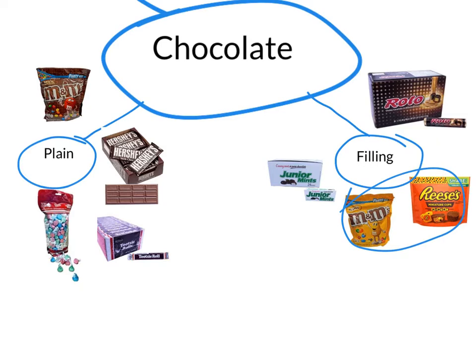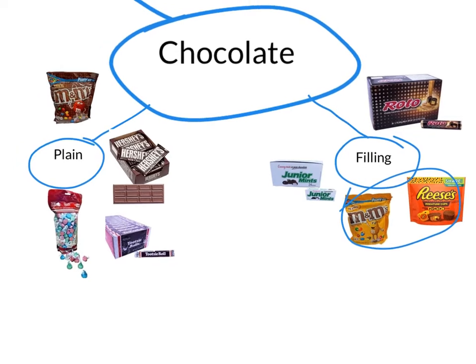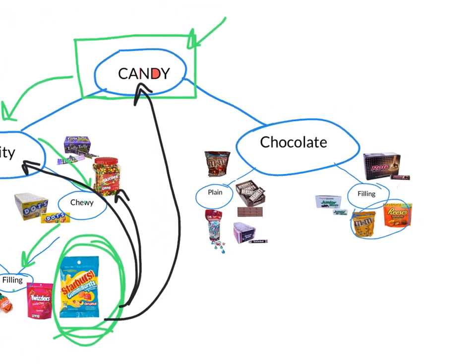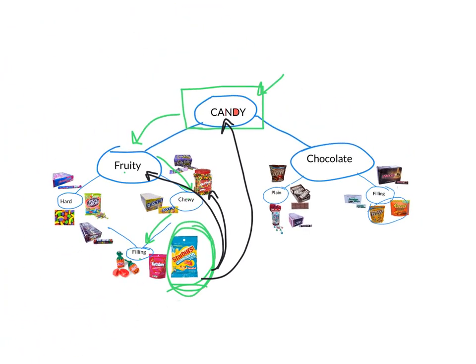The important thing is that when you are classifying, you are using attributes and paying attention to what the categories are, and making sure that you're sorting them into the correct categories based on their attributes.